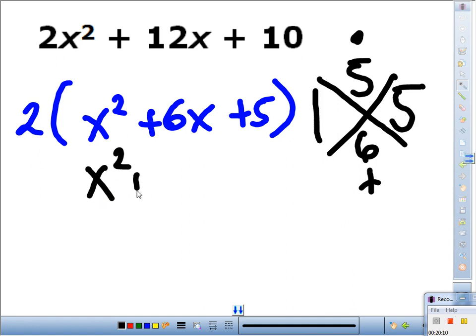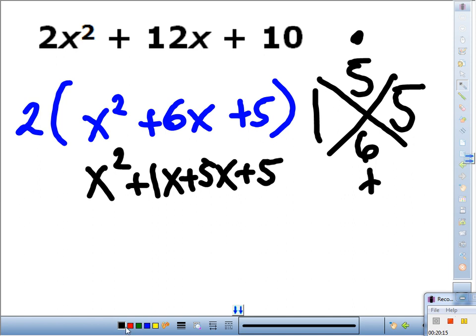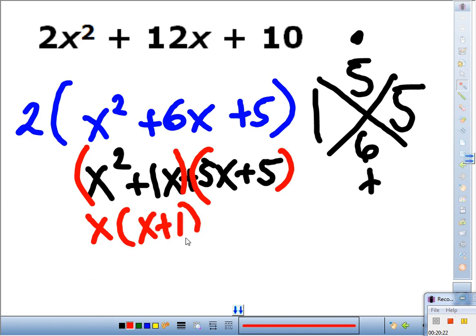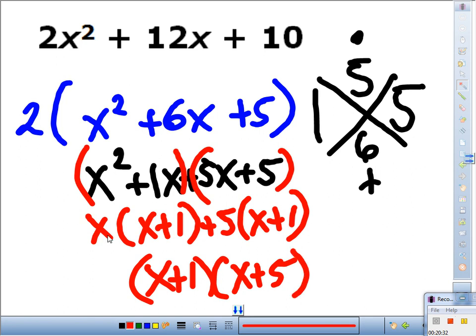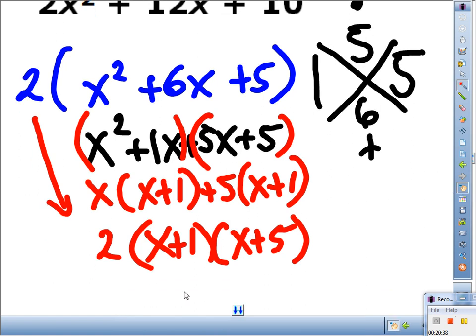x squared plus, instead of 6x, we're going to write what? 1x plus 5x plus 5. Let's group. GCF here is x. We're left with x plus 1. GCF here is what? 5. We're left with x plus 1. My factors are x plus 1, x plus 5, and don't forget your BFF, which is 2. These are my factors.